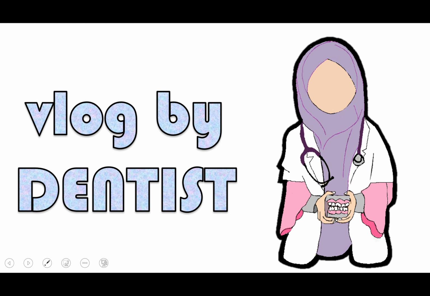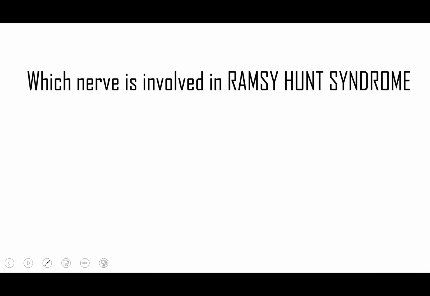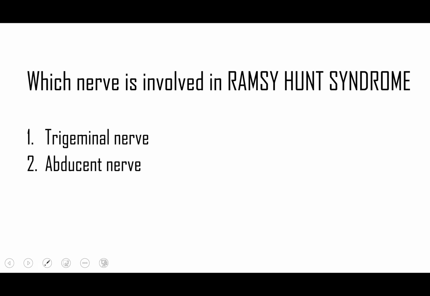As people know, we have started the series of MCQs for dental professional exams like NBDE and FCPS Part 1. And they may help people with other professional exams related to the medical field. So let's start our topic with the first MCQ. That is, which nerve is involved in Ramsay-Hunt syndrome? And the options are trigeminal nerve, abducent nerve, optic nerve, or facial nerve.